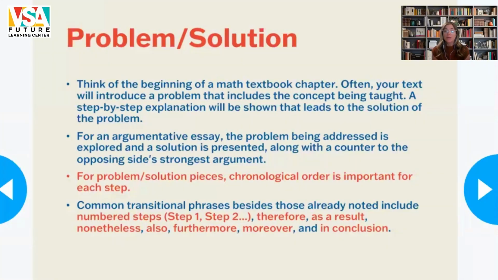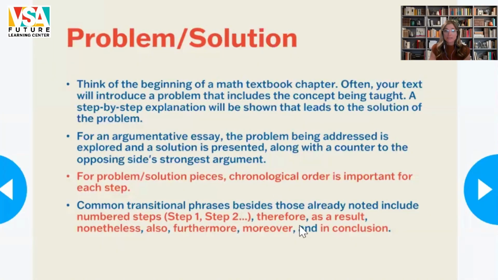So for problem solution pieces, chronological order is important for each step. So this is a unique one in that it's combining two different strategies. In order for us to solve the problem, we need to be able to convey the steps in which we need to take for that solution to occur. So if we go out of order, it might mess up the solution. So this is a time when chronological order is going to be implemented in the problem solution. However, you have to identify the problem first, and then you'd be able to explain the solution.